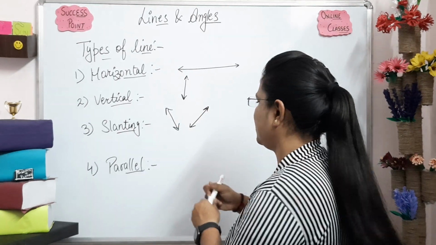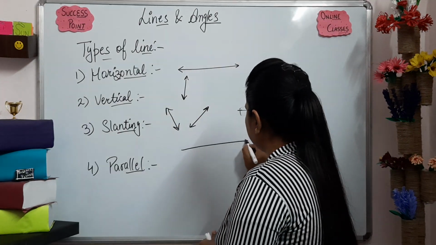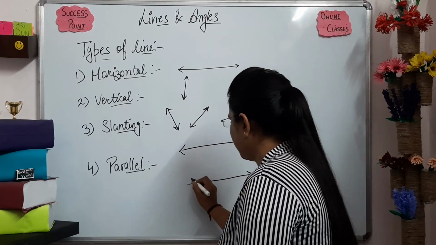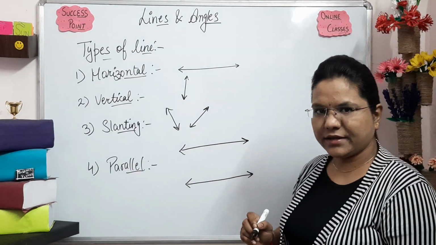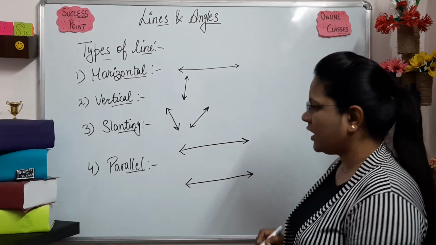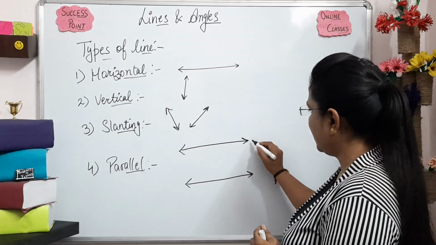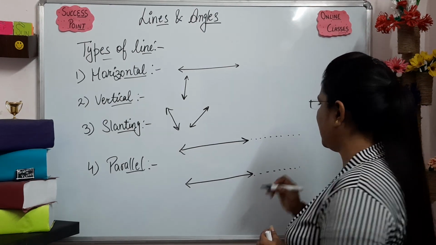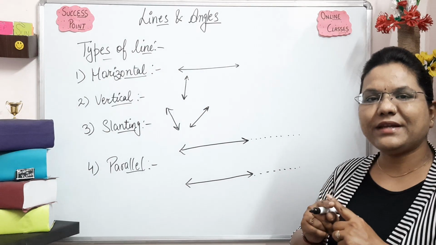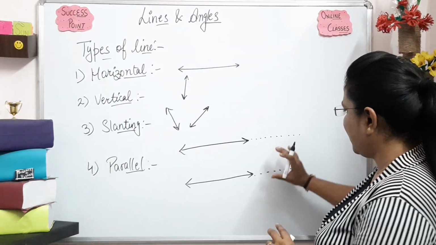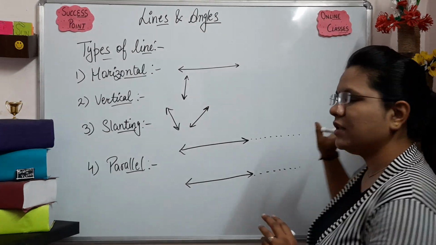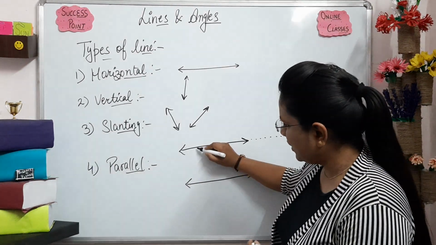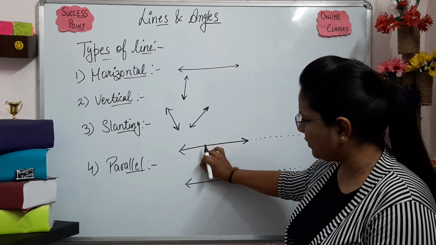So let's draw two lines. This is the first line and this is the second line. These two lines are parallel to each other, means if we extend these two lines, is there any possibility they will meet at a common point? No, they will remain parallel till infinity. One more thing, the distance between these two will be equal.